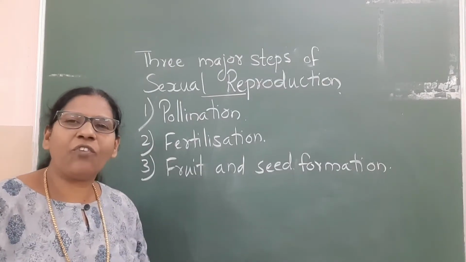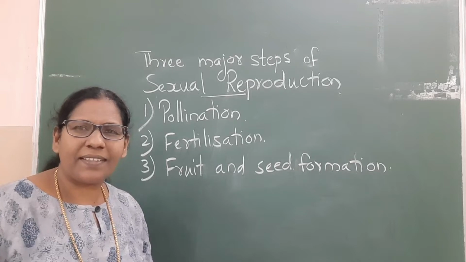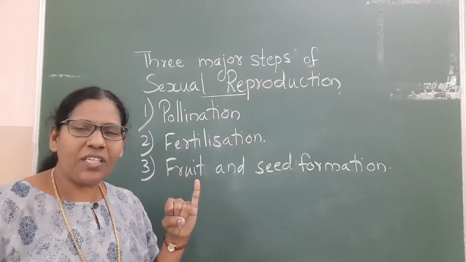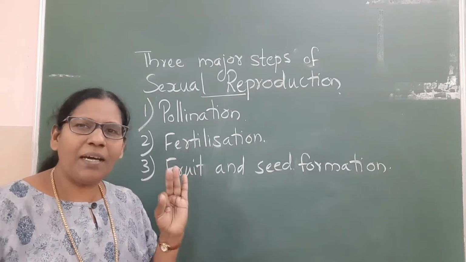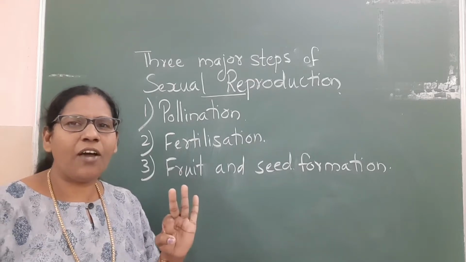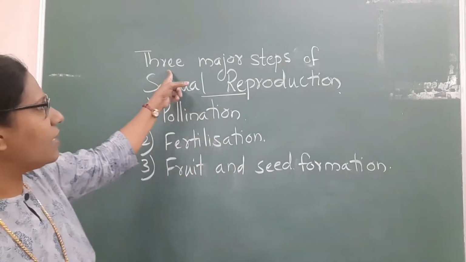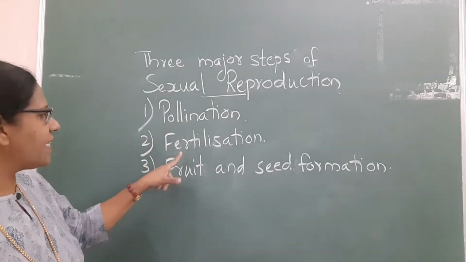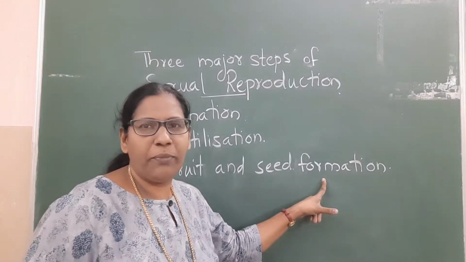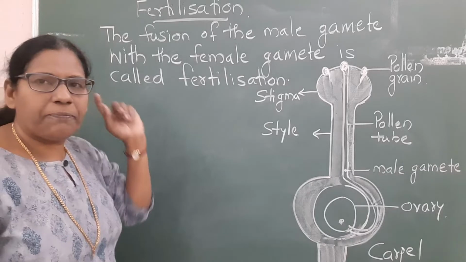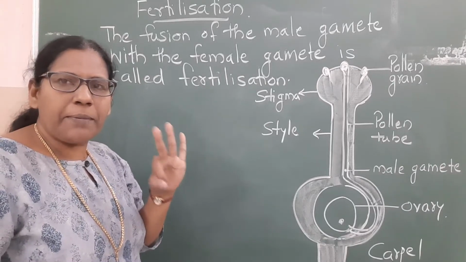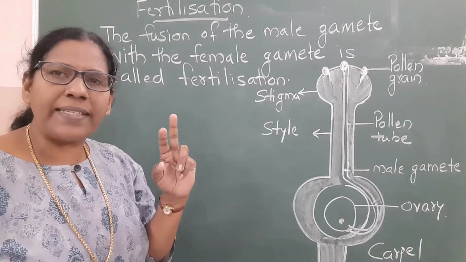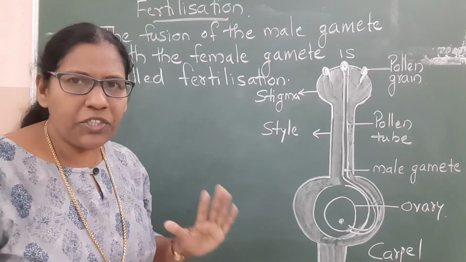Sexual reproduction involves 3 major steps. Number 1, pollination. Number 2, fertilization. Number 3, fruit and seed formation. There are 3 major steps of sexual reproduction: pollination, fertilization, fruit and seed formation.